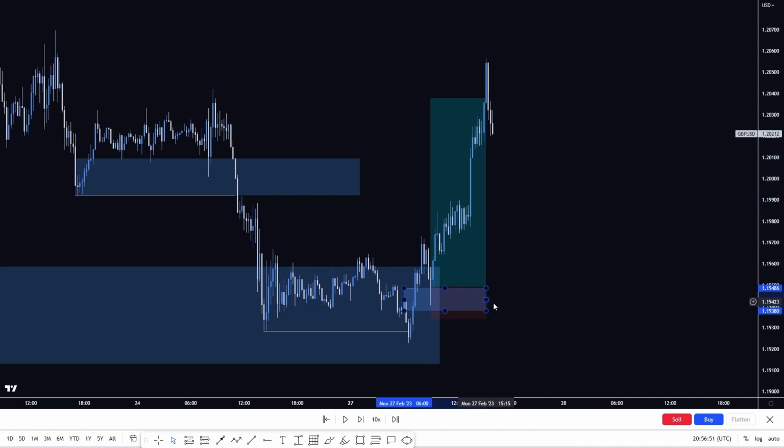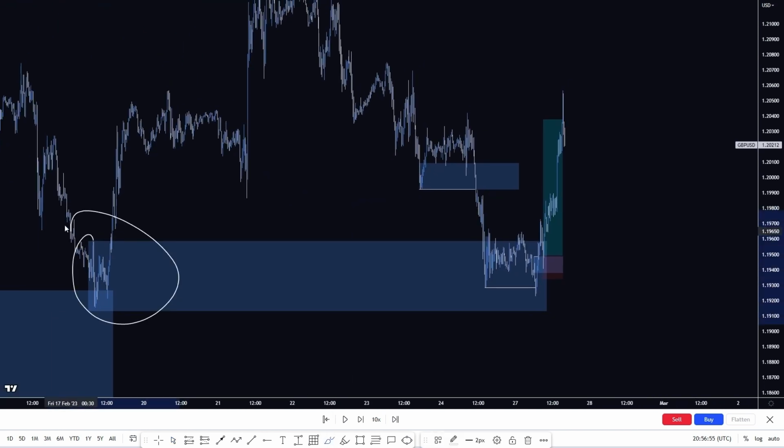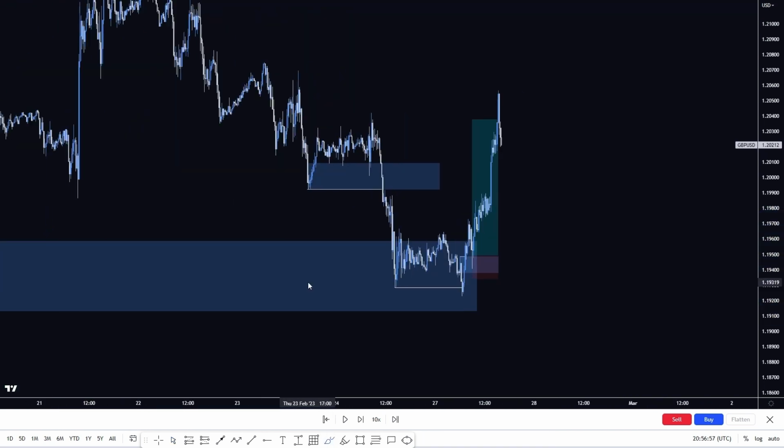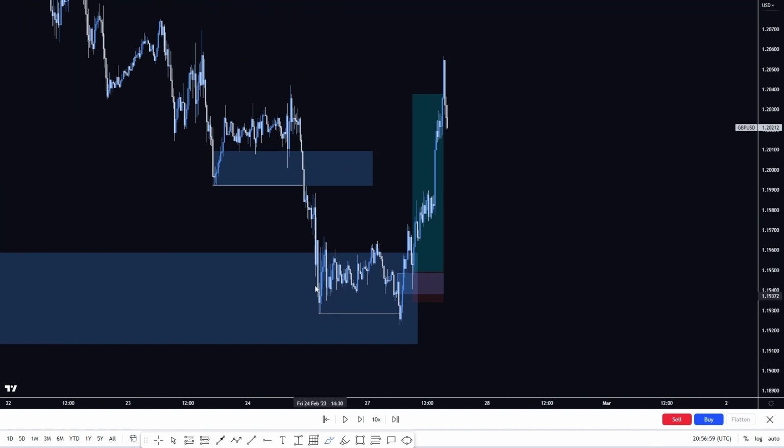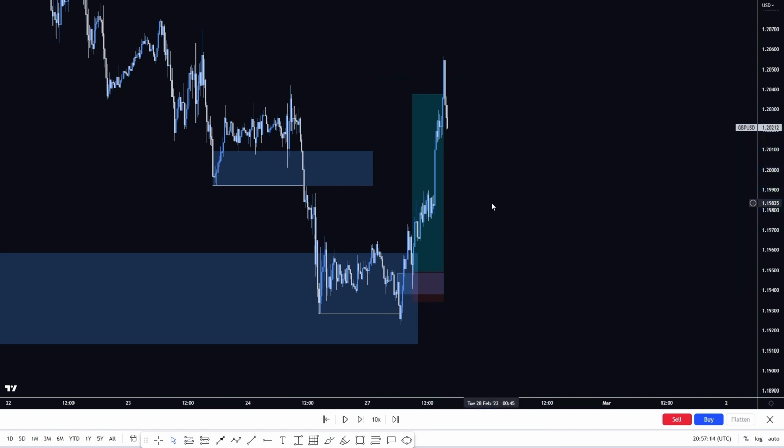That is a clear way that you can get involved all the way from a 4-hour idea. We've then turned that into a 1-hour reversal pattern, and we've then turned it into a 15-minute break and retest, giving us a nice risk to reward trade, and a clear 5.86% on our account.